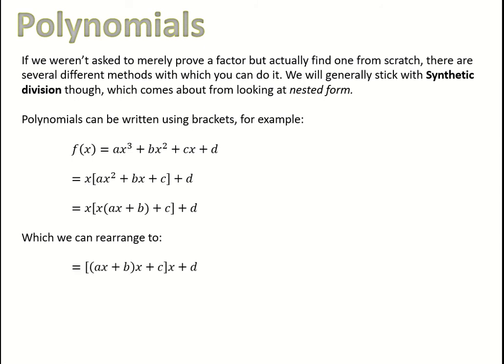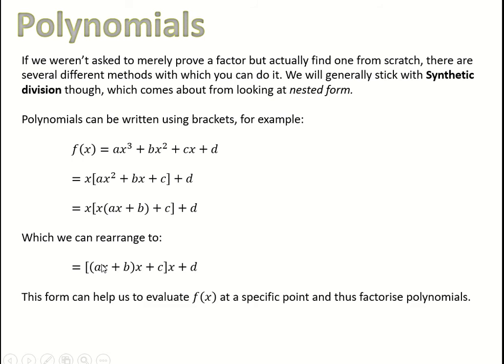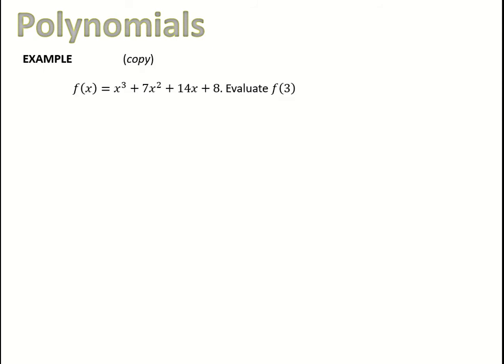It's basically just sticking the x's at the end. So it's ax plus b times x, and then you'd add on c. And then you times all of that by x, and then you'd add on d. Right, this is the process that we use that is basically the synthetic division. At this stage it's called nested form, okay? But we're going to use this to help us create synthetic division. So this will help us to evaluate f of x at a specific point and thus be able to factorize polynomials, okay?